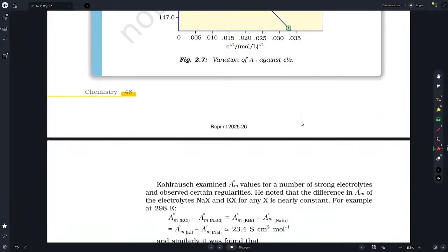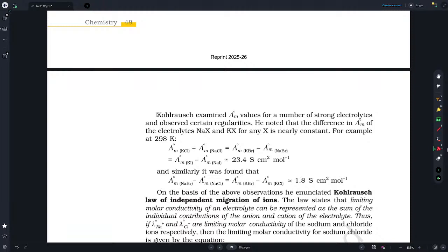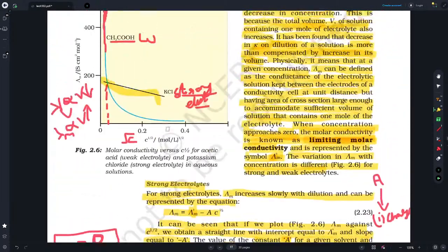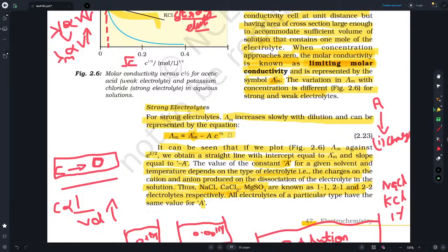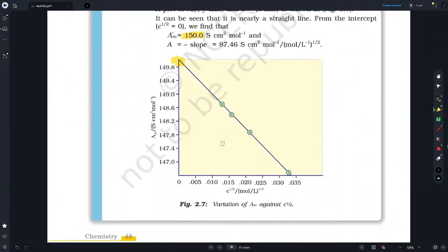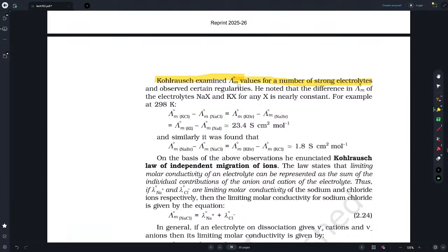Let us continue. The next topic will be Kohlrausch's law. Kohlrausch examined limiting molar conductivity values for a number of strong electrolytes. We can find the limiting molar conductivity for strong electrolytes easily from this graph. But what about weak electrolytes? We cannot find the value using this method or this kind of equation. So Kohlrausch derived a method for finding the limiting molar conductivities for weak electrolytes. So let's continue reading.